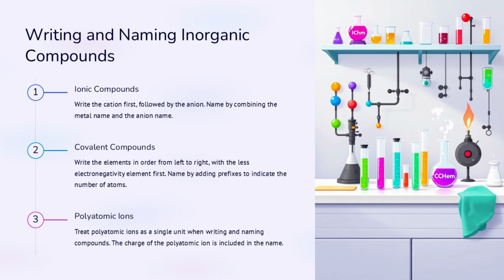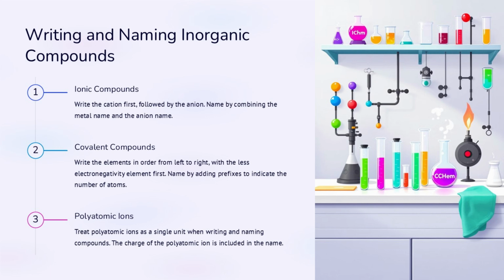Covalent compounds are made up of atoms that share electrons. When writing covalent compounds, we list the elements in order from left to right, with the less electronegative element first. To name covalent compounds, we add prefixes to indicate the number of atoms of each element.